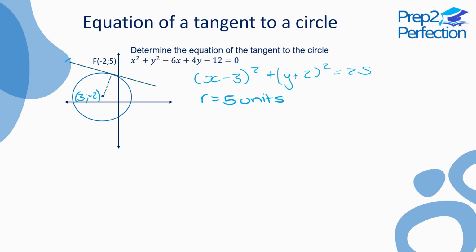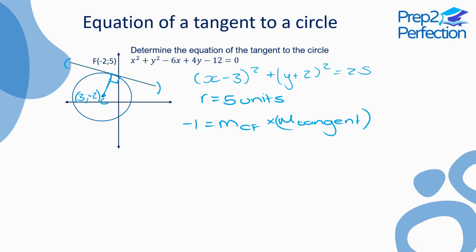We need to now determine the slope of the tangent line, but in order to do so, we have to determine the slope of CF, which is this line. This is because the tangent line sits perpendicular to the CF line, and we can use this equation, m of CF times m of tangent equals −1, and we can rearrange it to get the slope of the tangent.